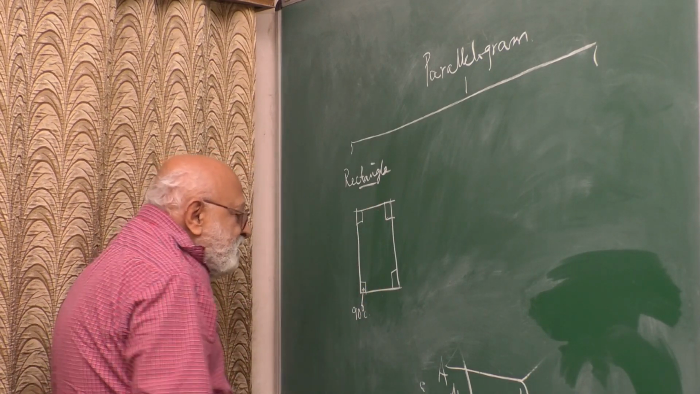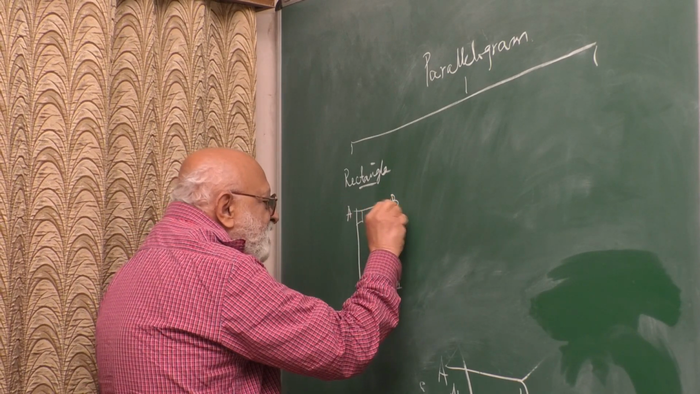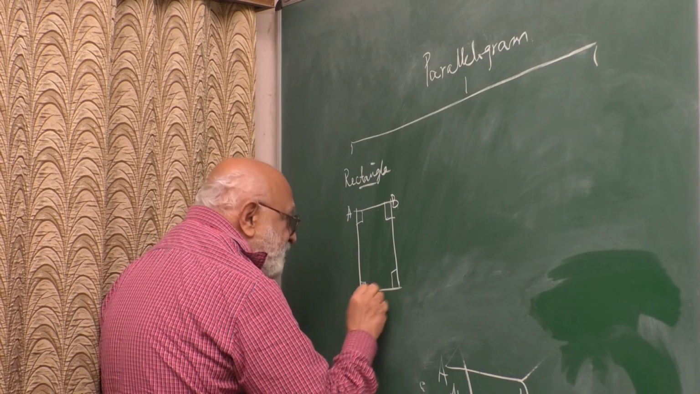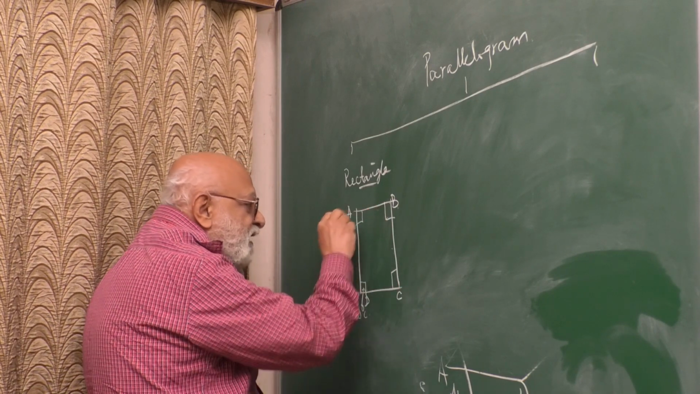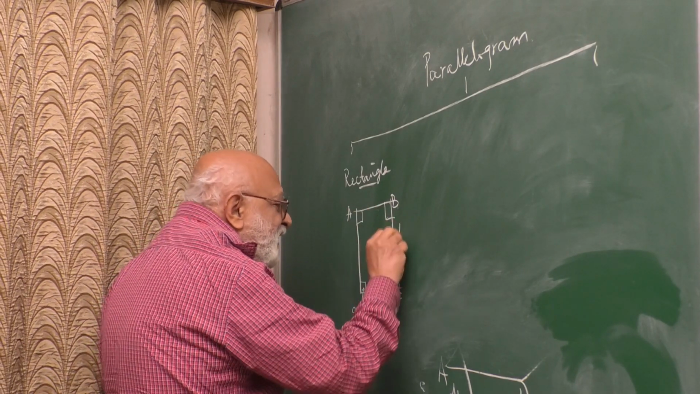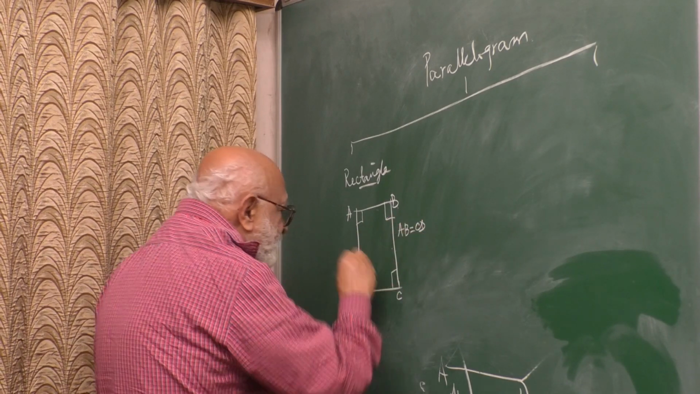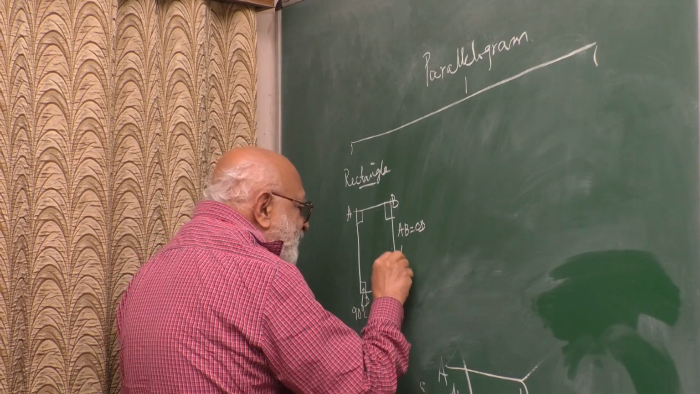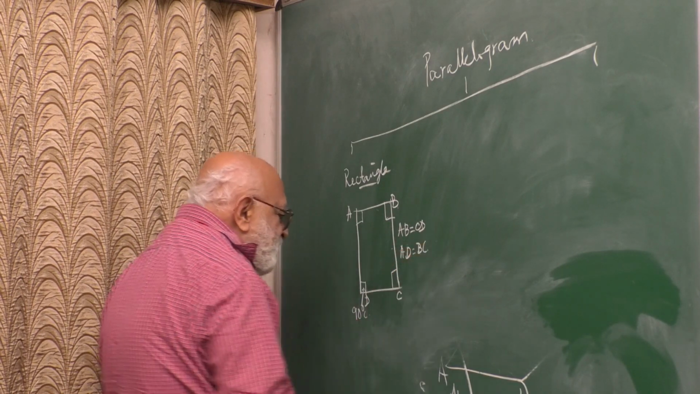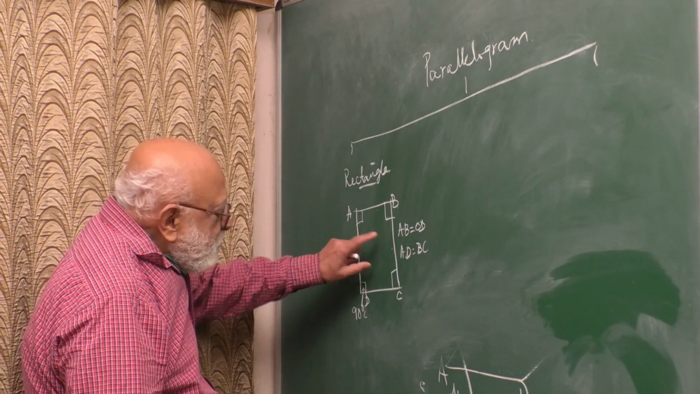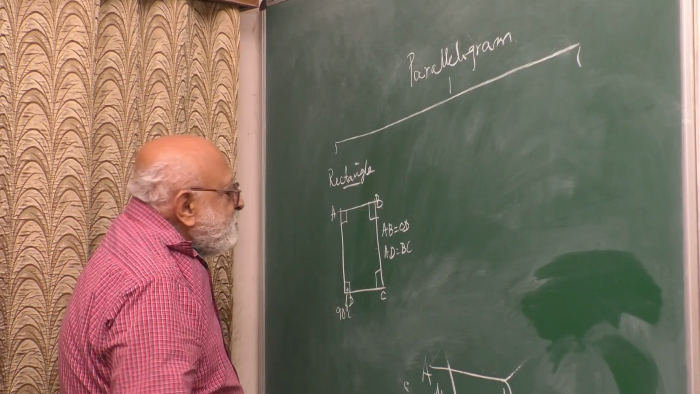to 90 degrees. And it will also be shown that the sides, say AB and CD, will be equal. AB will be equal to CD, and AD will be equal to BC. This we will prove later on. First of all, now we will say this is like this.